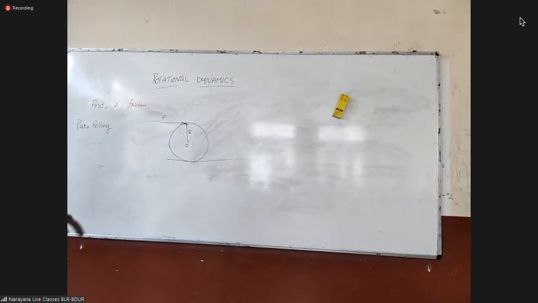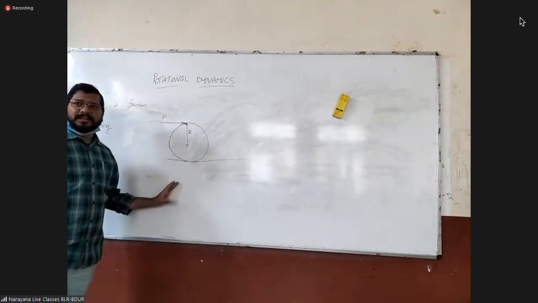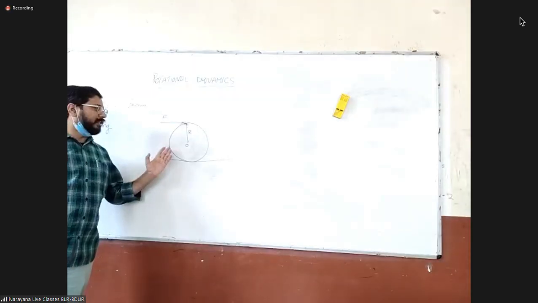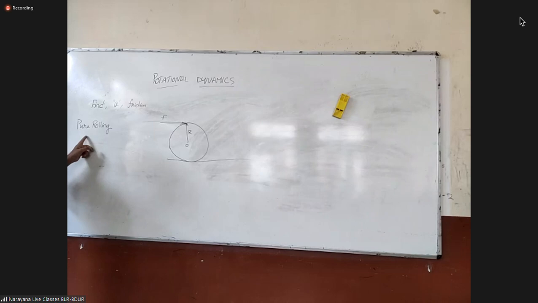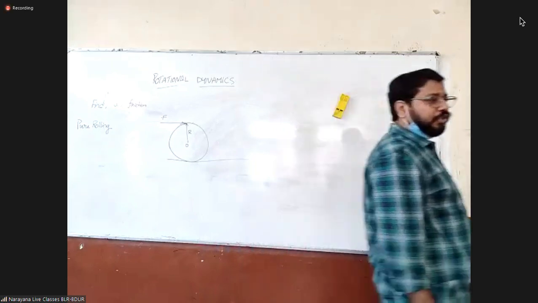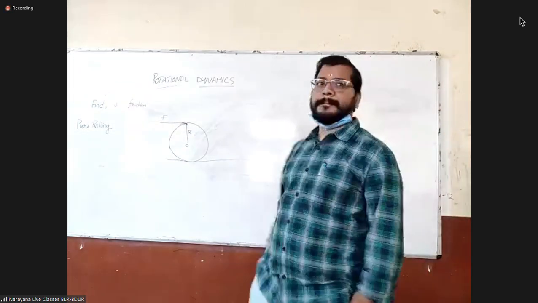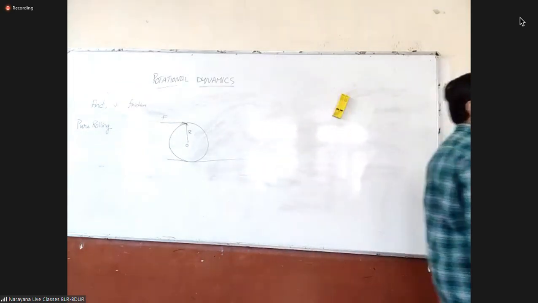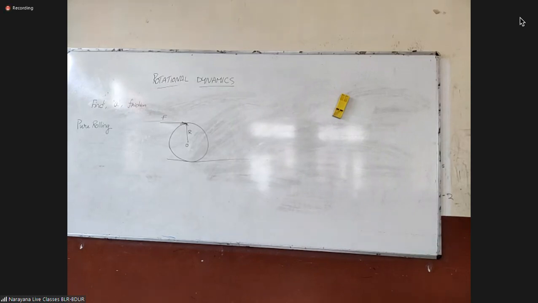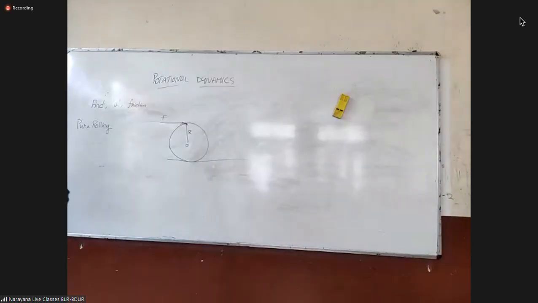Okay, so this is how your diagram is. Whenever you see a rolling, obviously, assume pure rolling. What is the first thing we will do when we see something like this? What is the first thing you will do when you look at this?